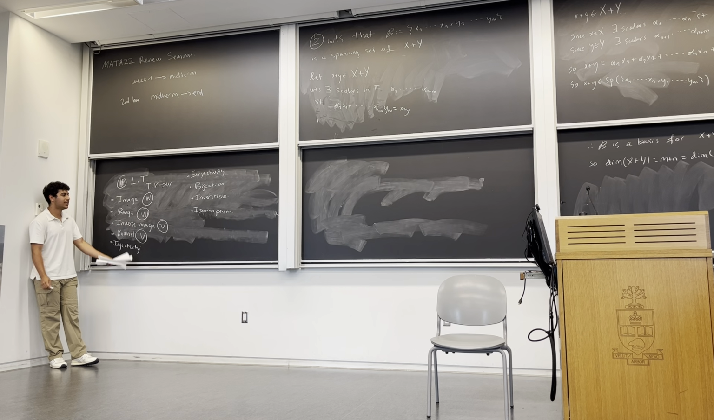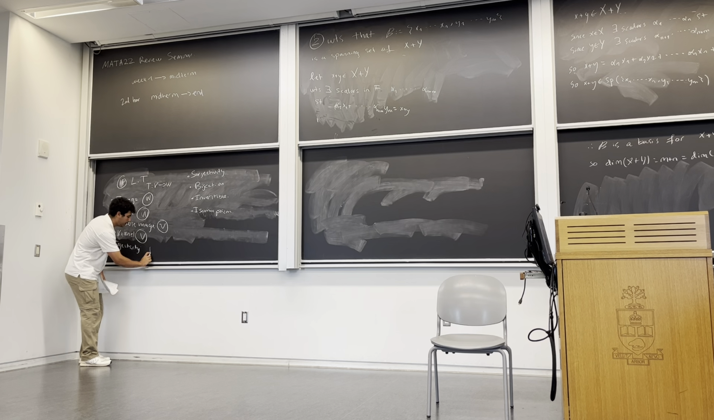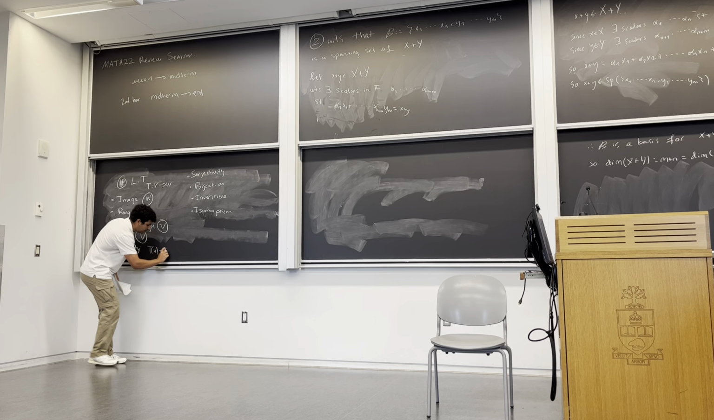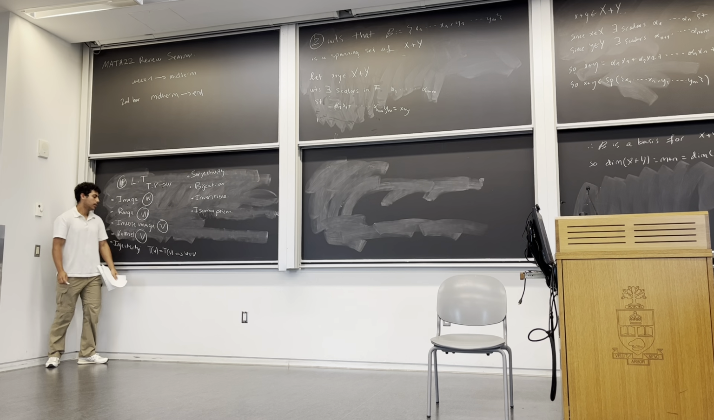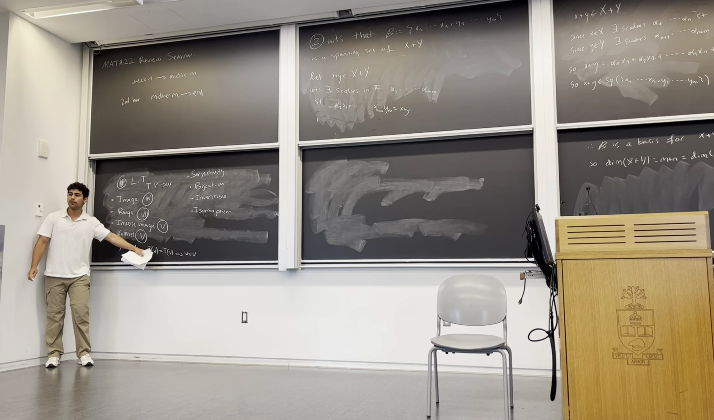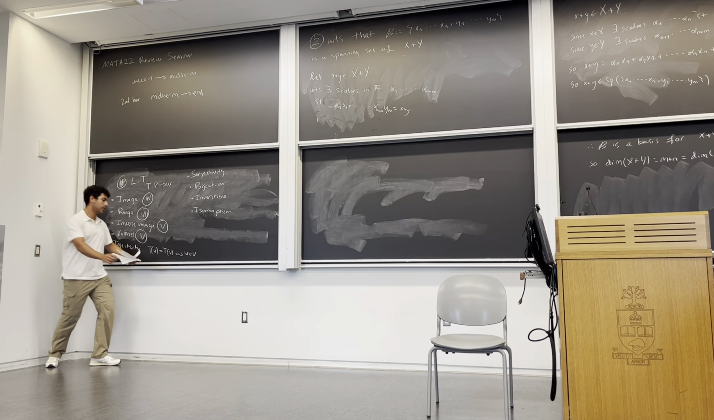How can we show something's injective? We could show that TU equals TV implies U equals V. Or that the kernel is 0. That's also another characterization.